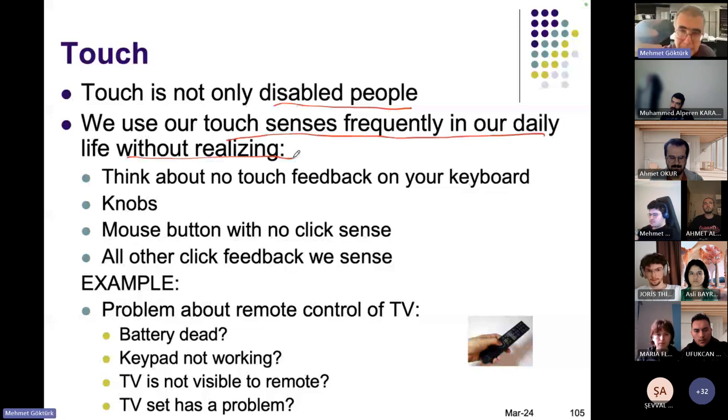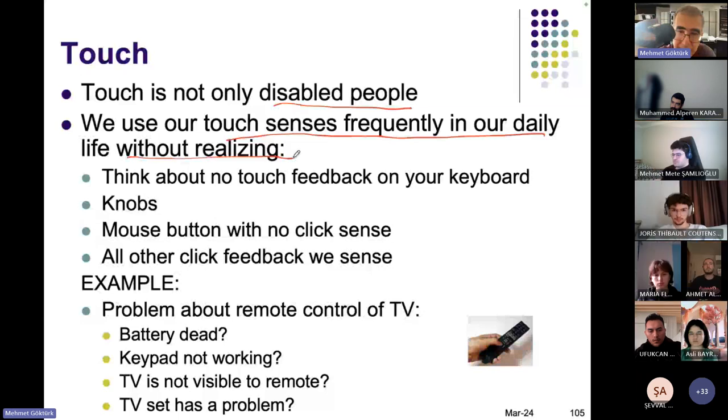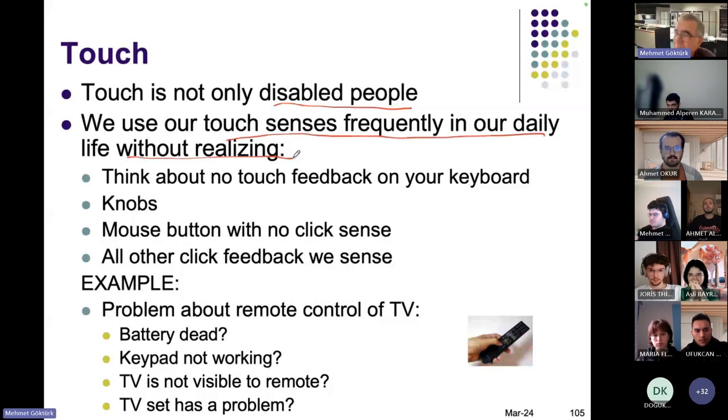Mouse button. It clicks, but if you have no click feedback, you have to check the screen to see whether the click went through or didn't. So it is different. All the click feedback we sense is crucial in cars, in all settings, and in the computer. I think another example is the remote control for the TV.